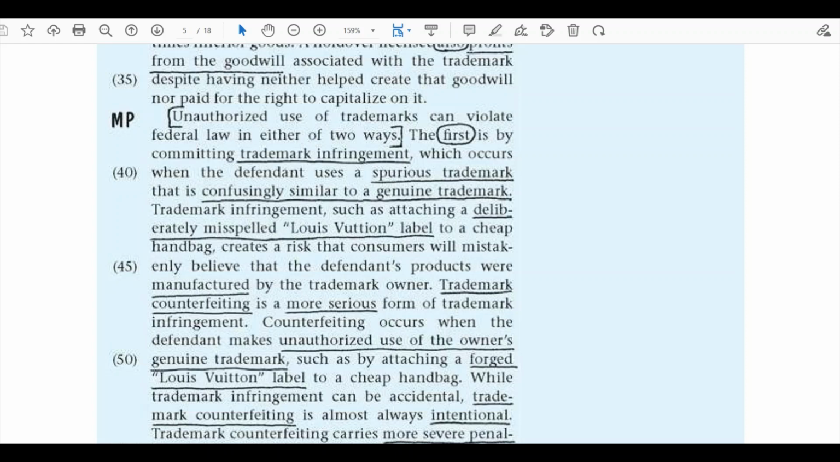So let's analyze what is that. Returning to the passage and reviewing the three sentences from here, we need to go forward. Trademark infringement, such as attaching a deliberately misspelled Louis Vuitton label to a cheap handbag, creates a risk that consumers will mistakenly believe that the defendant's products were manufactured by the trademark owner. And the last, trademark counterfeiting, is a more serious form of trademark infringement.